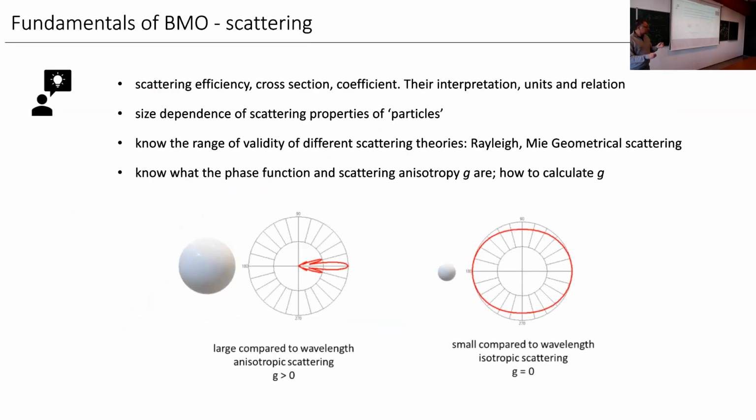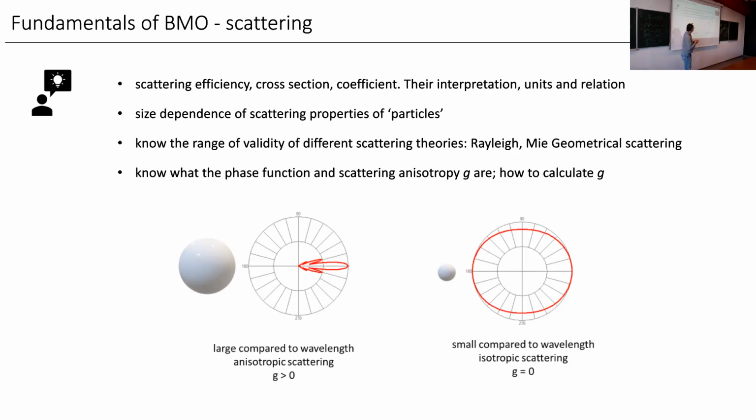Okay. Then apart from the coefficient, the cross-section efficiency, to tell you something about the strength of the scattering process. The scattering is the redirection of photons. So we also need more information if you want to describe the complete process, and that is encapsulated in the phase function. The phase function is the function that describes how light is redistributed over different angles.